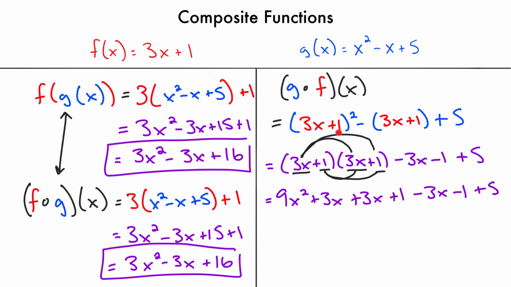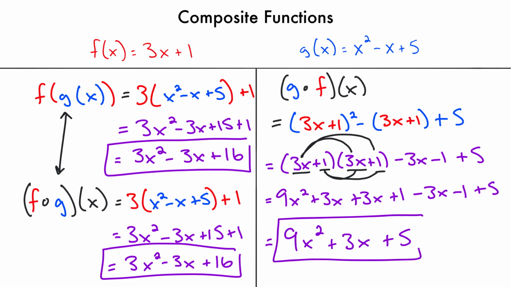So again, note, you don't distribute the second power because 3x plus 1 quantity squared is going to actually turn into 9x squared plus 3x plus 3x plus 1. There are 4 parts to it, not 2. Last step, combine the like terms. You'll have 9x squared plus 3x plus 5. And that is our final solution. And notice it is completely different than the other composite function because the order was different. If the order is different, you will get a different function.